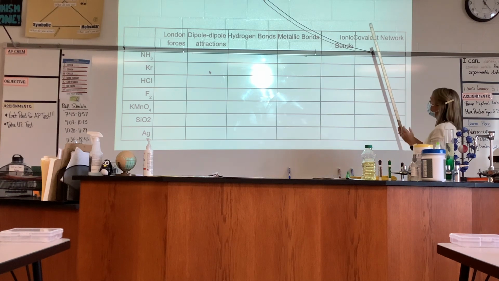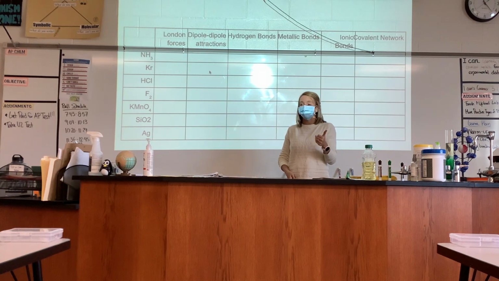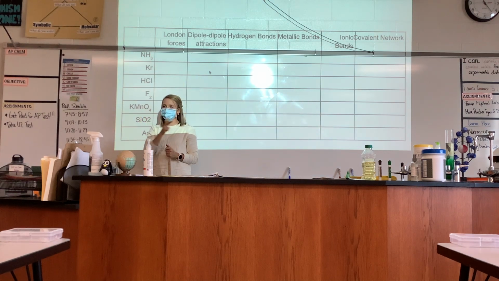So the first question when you have to identify something is to ask: is this ionic, covalent, or metallic? That's the first question you should ask. So, NH3, is it ionic, covalent, or metallic?